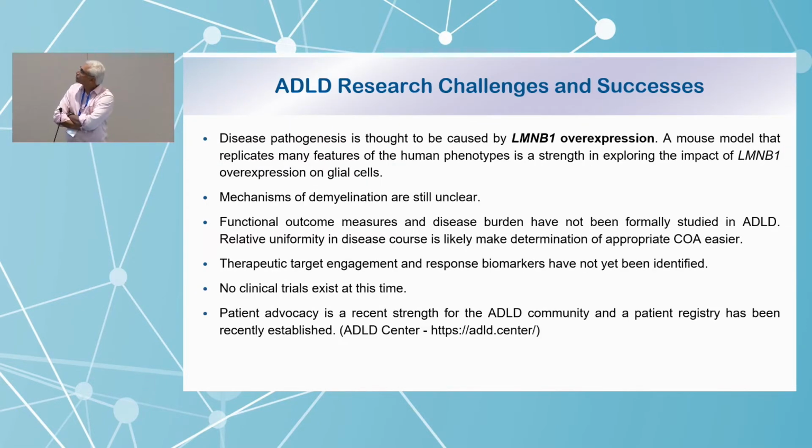So what are the research challenges and strengths? I think a major success is that we're pretty sure that the disease is caused by overexpression of this particular gene. We have a mouse model that recapitulates many, but not all of the features. It's not a perfect mouse model. But unfortunately, some of the mechanisms of demyelination are still unclear. We do not have good functional outcome measures, and disease burden has not been formally studied. But I think one advantage with ADLD is that patients seem to have a pretty stereotypical pattern of disease progression, so that might make the course of action a little easier.